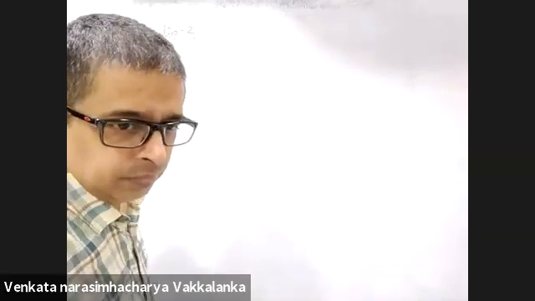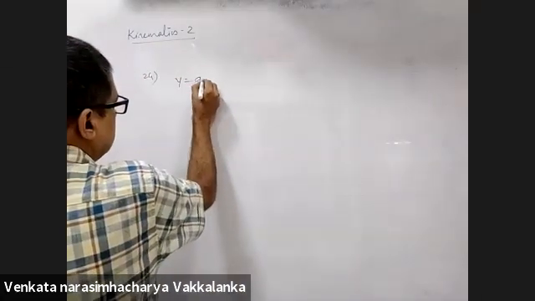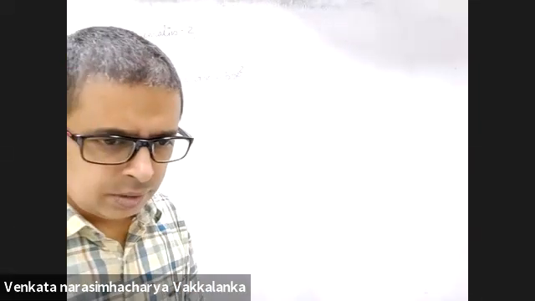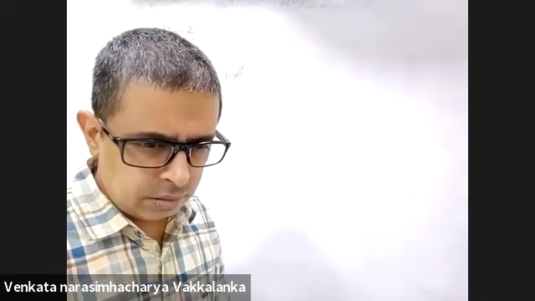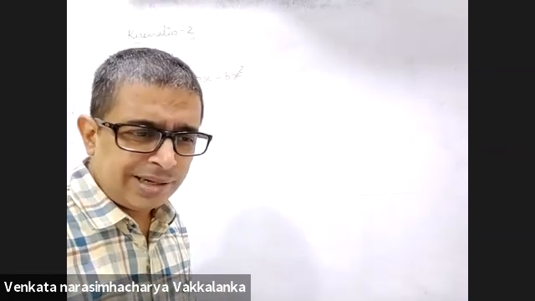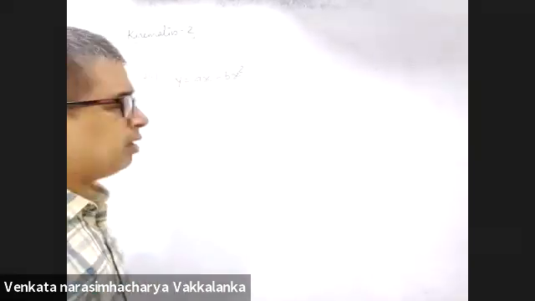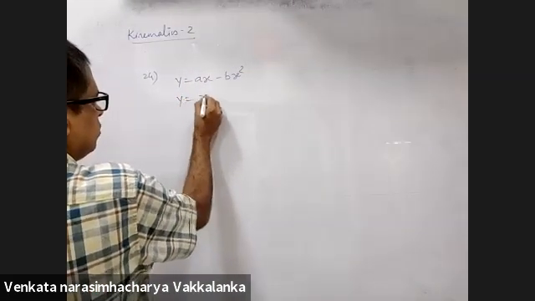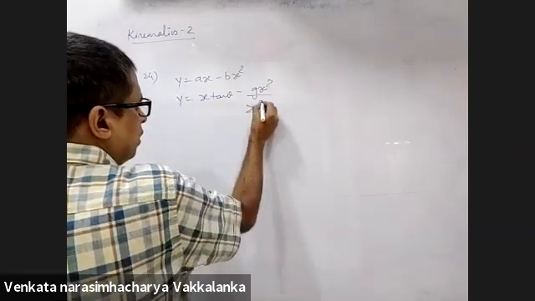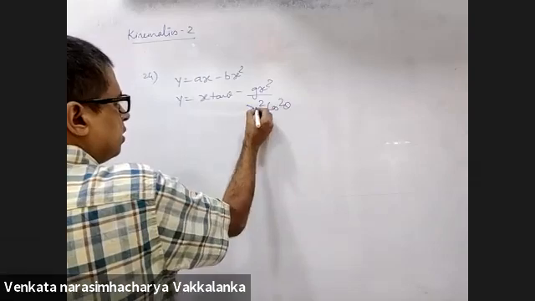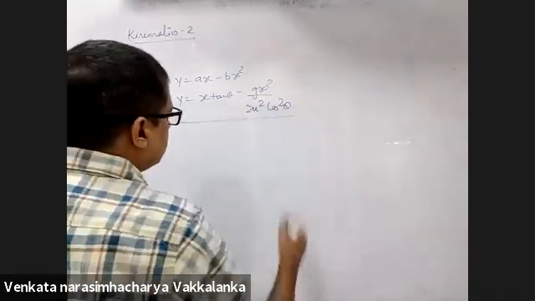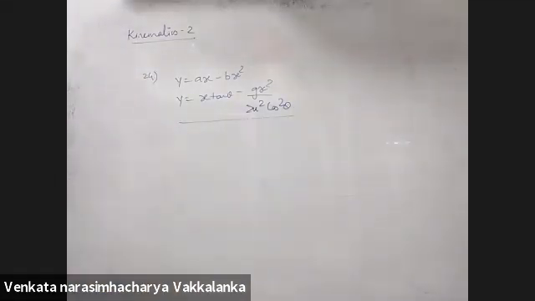Twenty-four. y is equal to ax minus bx square. Compare it with the general equation of the projectile, y is equal to x tan theta minus gx square by 2u square cos square theta. Tan theta is a, g by 2u cos square theta is b. बाकी आपको आ जाएगा.